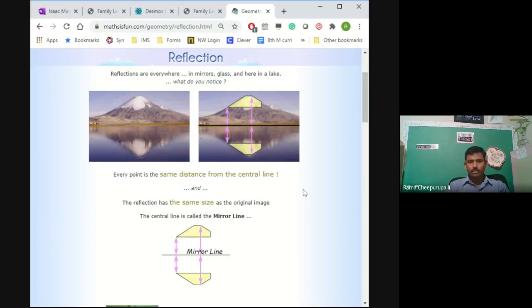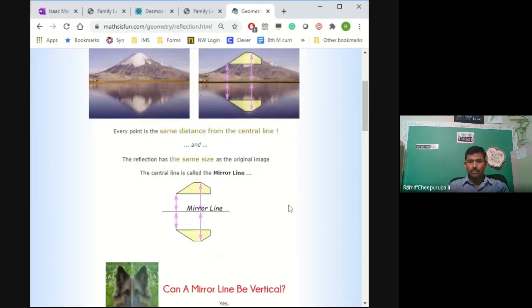You don't need to write anything else. Look at this. The reflection has the same size as the original image, just like a translation. When it slides, we have the same size of the picture or the object, whatever it is. Think about it: you have a photo frame in your room, and you want to move it from one place to another. That is called translation. But if you're flipping it over so you don't show your picture, then it is reflection.